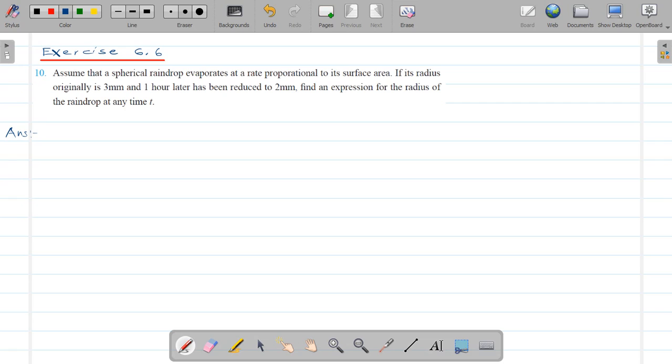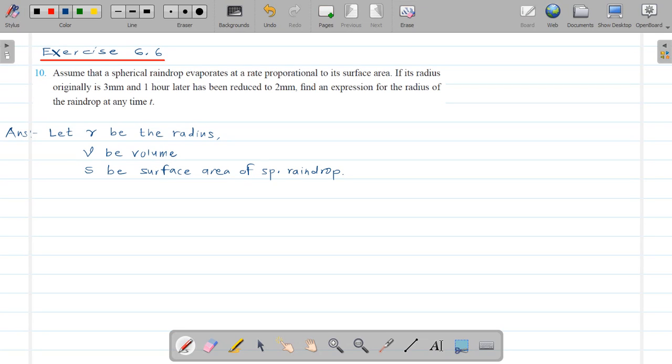So what we have to consider here, first of all, let r be the radius of the spherical raindrop, v be the volume and s be the surface area of the spherical raindrop.